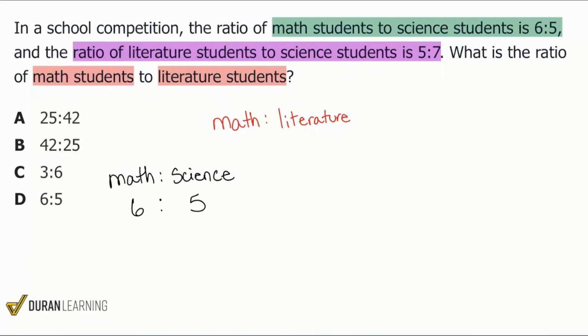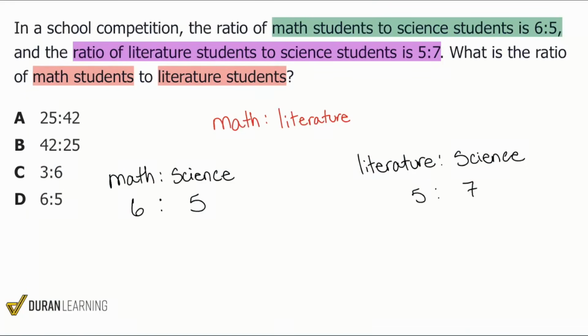So I'm going to write here, literature to science is 5-7. All right, there we are. There's it all written out. Now, everybody, when you look at all of this, can you remind me, what are the two items, two ideas that we're trying to compare again? Math and literature. That is correct. We want to compare math and literature.